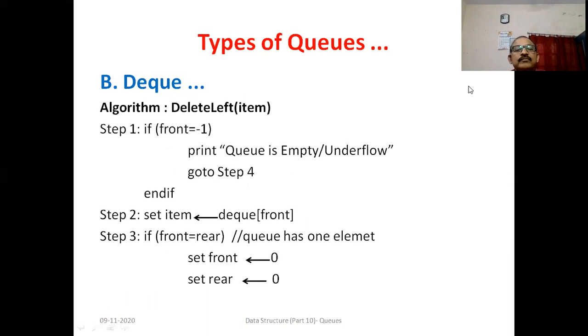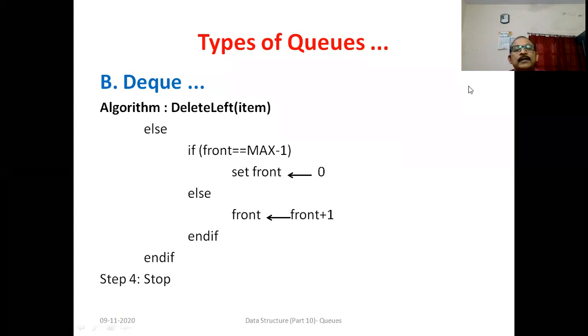Next is the delete left. If front is equal to minus 1, queue is empty. Otherwise, next step, set item is equal to DEQUE front. If front is equal to rear, we simply set front is equal to 0 and rear is equal to 0. Next, if front is equal to max minus 1, then set front is equal to 0, else front is equal to front plus 1. Next, stop.